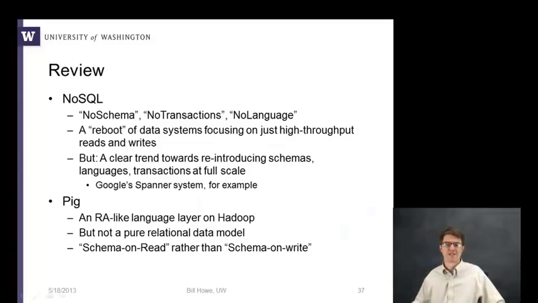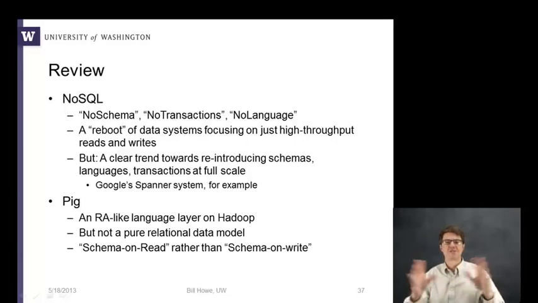So what did we talk about in the last several segments? Well, we described NoSQL systems and argued that they're important for a data scientist to understand, in part because you may be using them, but also because you may be asked to weigh in on their relative strengths and weaknesses compared to other systems. And so we talked about NoSQL meaning no schema and no transactions and no language, and maybe less specifically about SQL. And overall, they're kind of a reboot of data systems, zeroing in on just high throughput reads and writes.